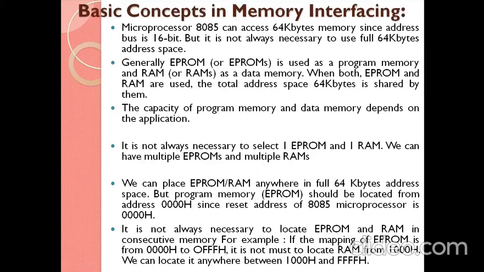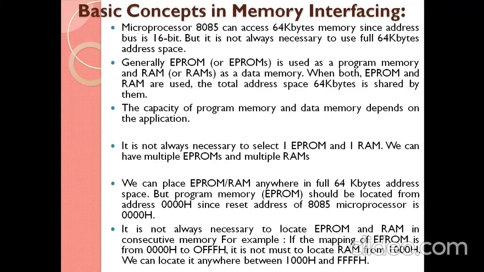Next one is basic concepts in memory interfacing. If you take the 8085 microprocessor, I'm going to interface some memory. 8085 microprocessor consists of 16 address lines. So 2 power 16 means 65,536. So we can interface a maximum of only 64 kilobyte. We cannot connect 1 megabyte, we cannot connect 6 gigabyte, etc. The maximum memory we can interface is 64 kilobyte.